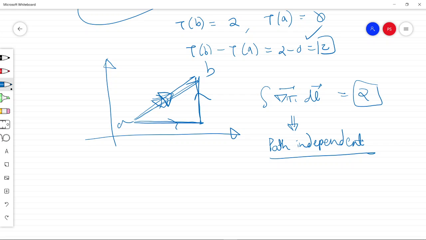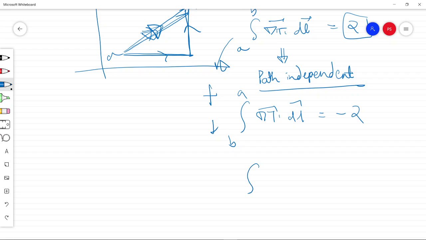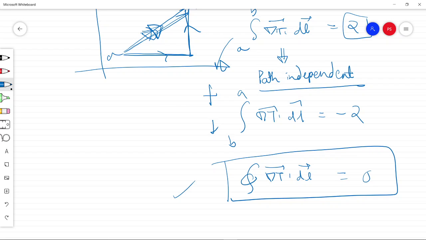value. If this is reversed, so if a to b is this much, then b to a of this particular integral will just be equal to minus 2. And if we add these two, that is going to be 0. And this is such an integral where we start from a and reach back to a. Such an integral is called a closed integral. So the closed integral of grad T dot dl bar is 0. So these are two important properties related to the fundamental theorem of gradient.